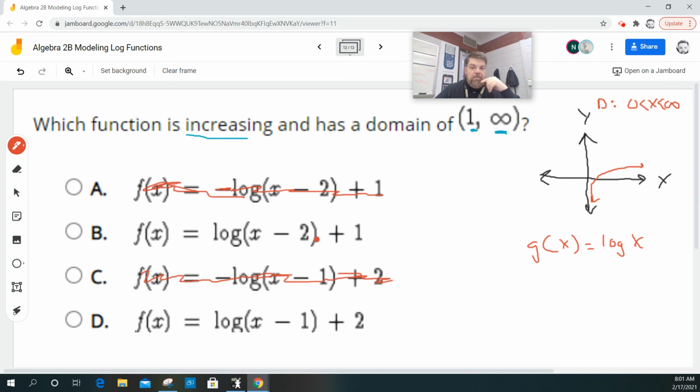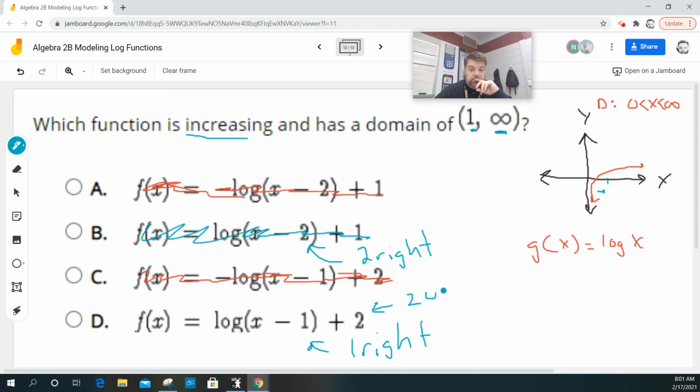What does it mean to have a domain of 1? Well, if I want to have a domain of 1, that means that I need to take the parent function log of x and shift it over 1, right? So this is going to shift it to the right 2 units to the right. So this is going to have a domain of 2 to infinity, so that's not it. This is going to shift it over to the right 1 unit. Now that up or down doesn't matter. Obviously, this is going to shift it 2 units up, but D is our answer in this case.